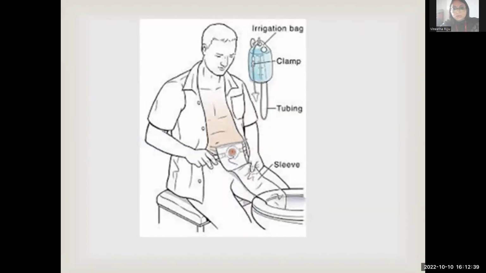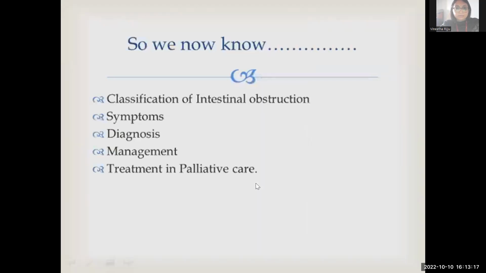You fill the irrigation bag with lukewarm water, and it is clamped and connected, and the conical tip is put into the colostomy, right? Once the fluid is completely filled into the intestine, it is removed, and then the sleeve is attached to the colostomy end, and it is flushed into. And what happens? The entire contents of the intestine get flushed into the commode through the sleeve. That is what you see in this picture.